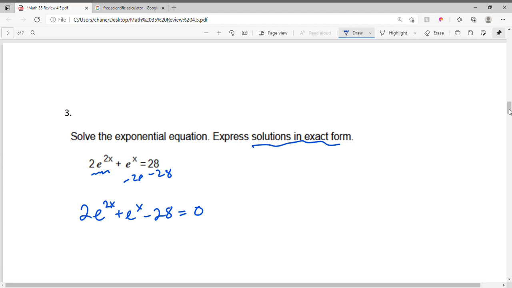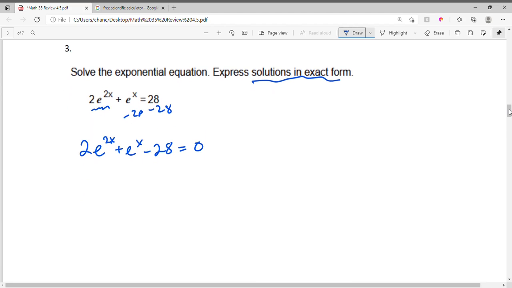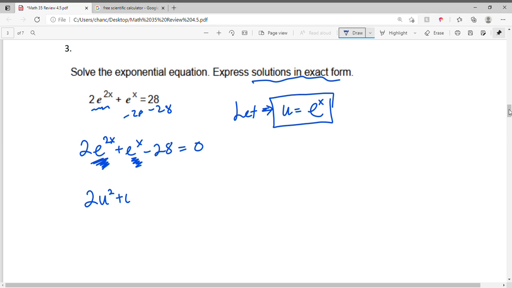Now this looks something that is factorable. Let's use substitution so we can see why this thing is factorable. Let's let u be equal to e to the x. That's my u substitution. So this is going to replace these e to the x's with the letter u. This becomes 2u squared plus u minus 28 is equal to 0.